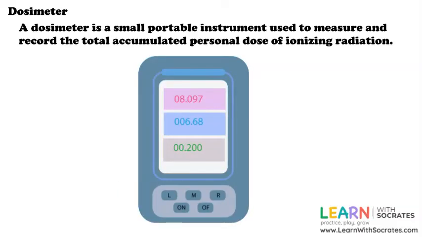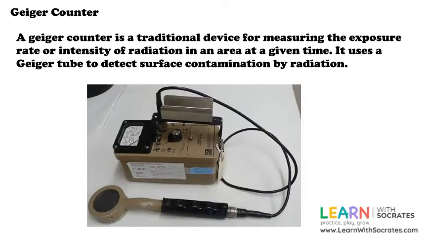Dosimeter. A dosimeter is a small portable instrument used to measure and record the total accumulated personal dose of ionizing radiation. Geiger counter. A Geiger counter is a traditional device for measuring the exposure rate or intensity of radiation in an area at a given time. It uses a Geiger tube to detect surface contamination by radiation.